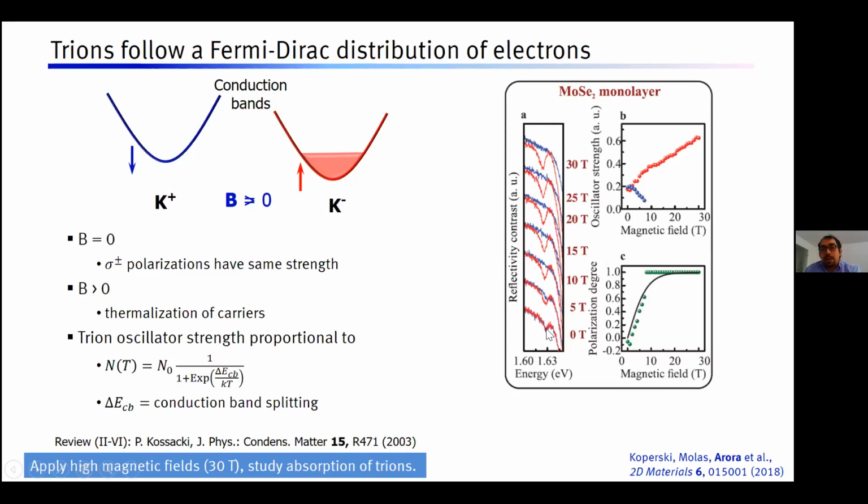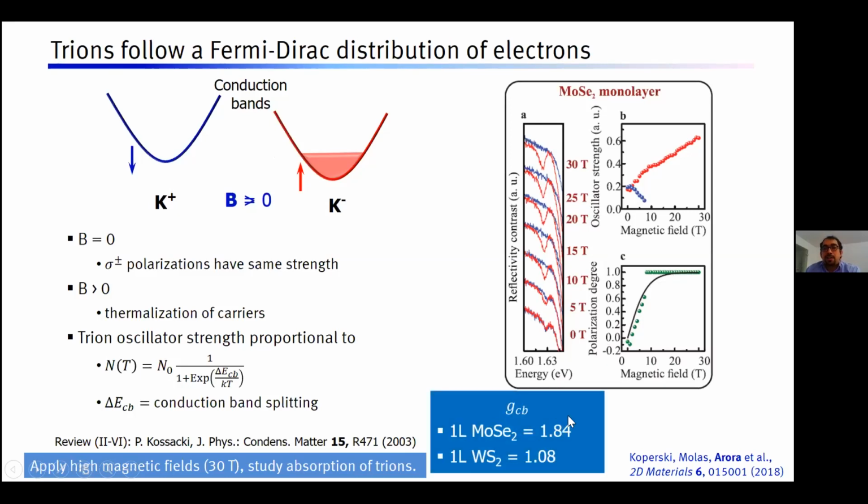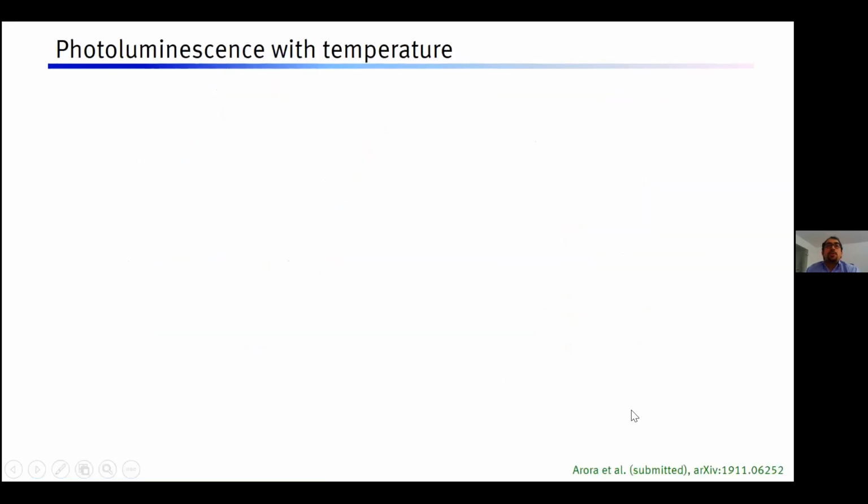And then what you find is that in one of the valleys, which is this red valley, where most of the electrons are coming, the trions gain oscillator strength, whereas in the other valley, the trions lose oscillator strength. So one can actually fit this polarization degree here by Fermi-Dirac functions, and one can find the g factors of the conduction bands and so on. The message is that the trions follow a distribution of electrons, a Fermi-Dirac distribution of electrons.